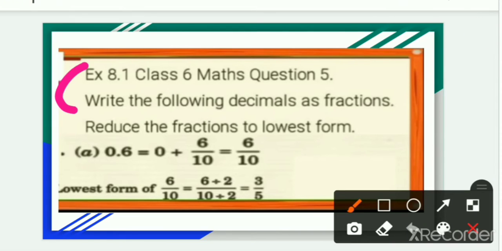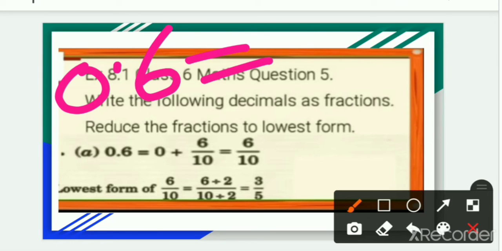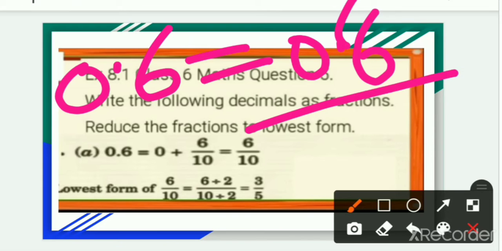Like we have 0.6 here. Okay, now solve this. 0.6 will become 6 by 10 when we remove this decimal point. We will increase the number of zeros according to the number of digits after the decimal point. So we have one digit after the decimal point, so we will increase only one 0. Okay, now solve.